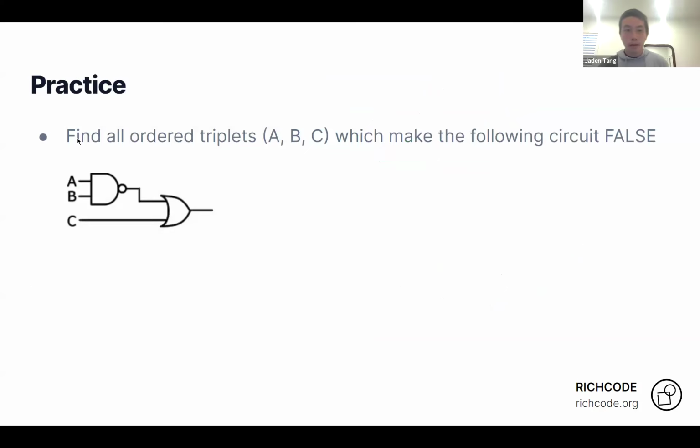Okay, so first practice. So we have this small circuit, A, B, C, and we need to make the circuit false. And this is a NAND, and this is an OR. So we need to see how many triplets A, B, C make the following circuit false. So please try the question.